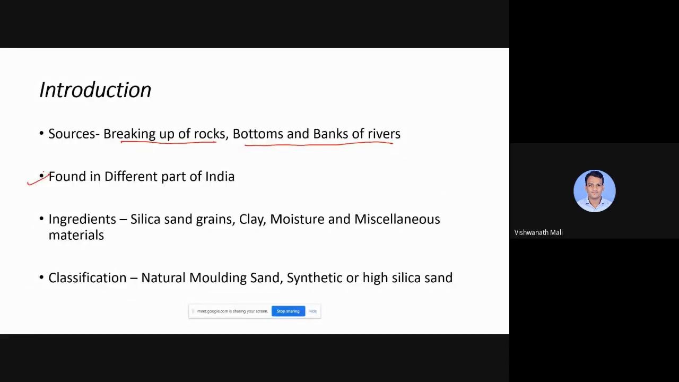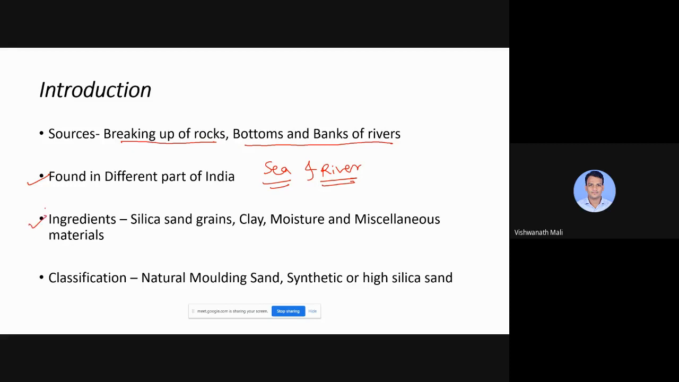Generally, in the coastal area also, we get that molding sand, in the sea area. In other parts of India, in Kanpur, Jabalpur, Rajkot, Guntur, these are the areas where we get this molding sand. Okay, so there are two sources: sea and river. From these, we get the molding sand in different parts of India.